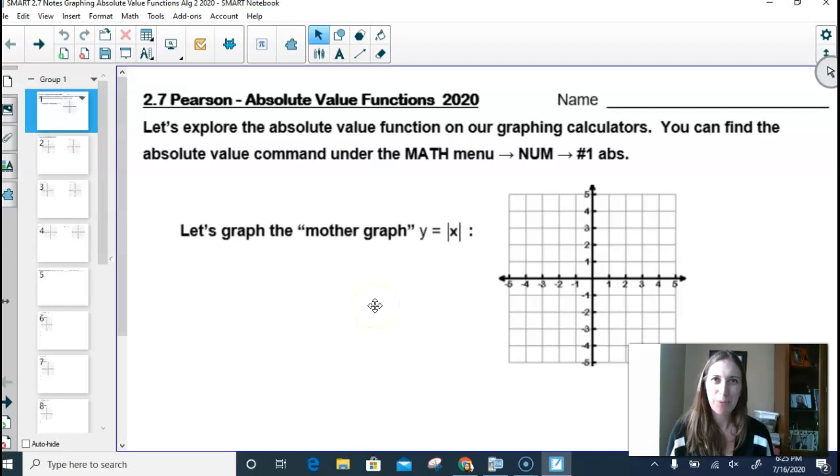Algebra 2 friends, we're back and we're going to be graphing absolute value functions today, as well as coming up with equations of absolute value functions based on their graph. So today is going to start pretty heavy on the graphing calculator.